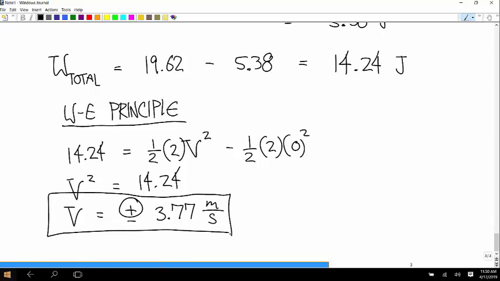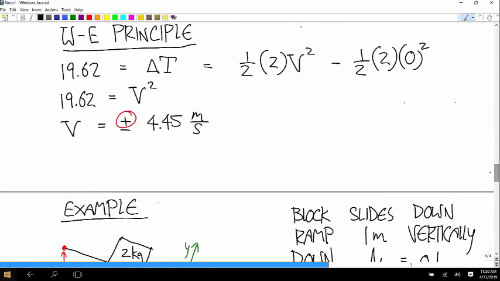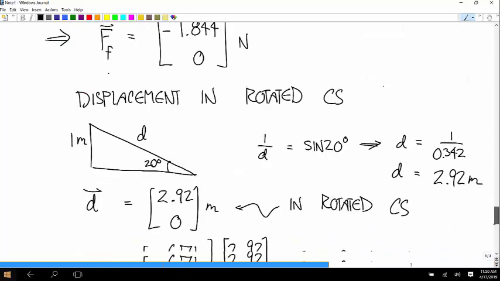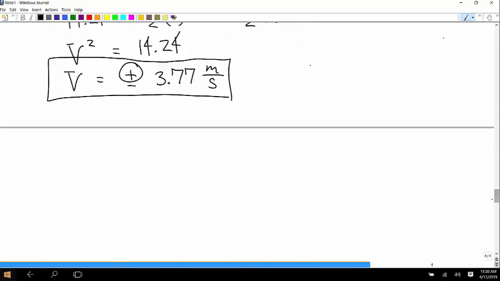Okay, there was friction, so we expect it to be slower at the bottom of the ramp than in the case where there was no friction. And notice we got that. When it was just rolling, we had 4.45. When it's sliding with friction, it's 3.77. Let me say two quick things. So notice, first, friction always removes energy.